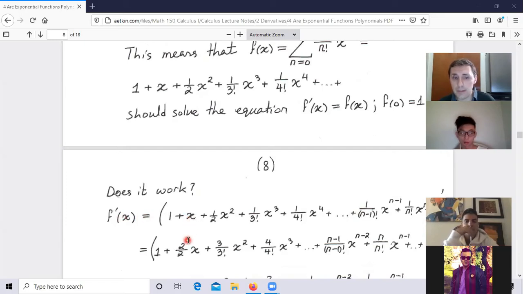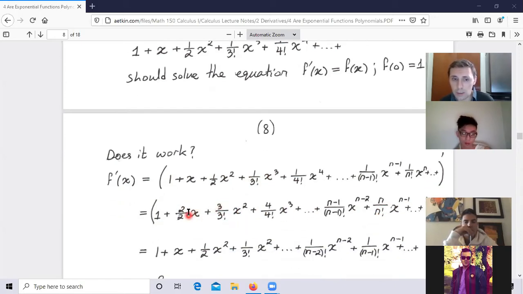Look at it. Look what happens. Here, this is constant. It's 0. Derivative of x is 1. Derivative of 1/2 x squared is 2/2 x. Derivative of 1/3 factorial x cubed is 3/3 factorial x squared, etc.